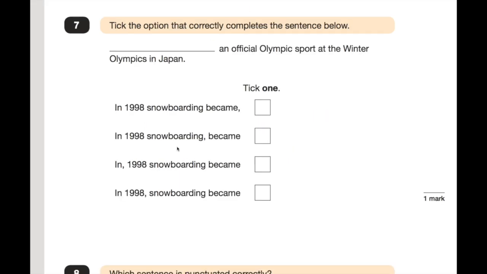Number 7, tick the option that correctly completes the sentence below. So we're looking to see which phrase makes sense and is punctuated correctly. And if you know your fronted adverbials, you'll know that it tells us when, where, or how. And if you look at in 1998, that's telling us when. So that phrase, in 1998, is a fronted adverbial. So it's this one. In 1998, comma, snowboarding became an official Olympic sport.